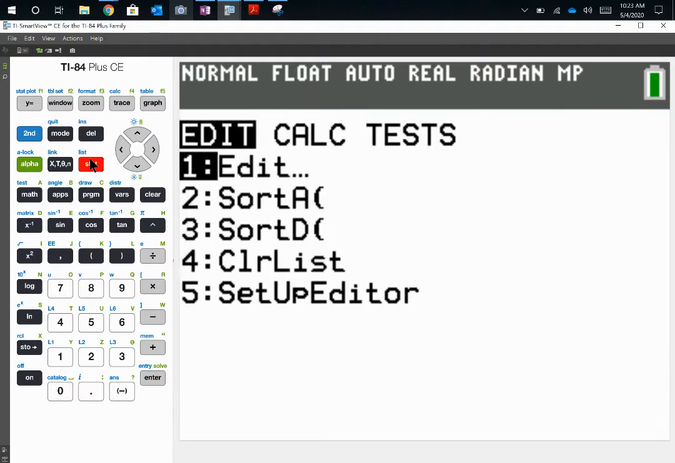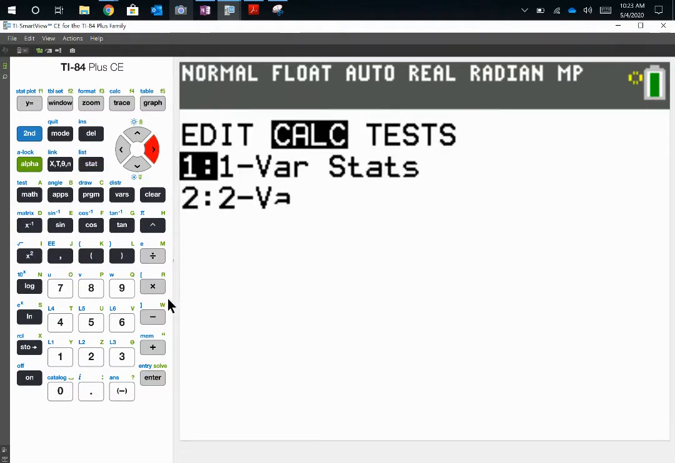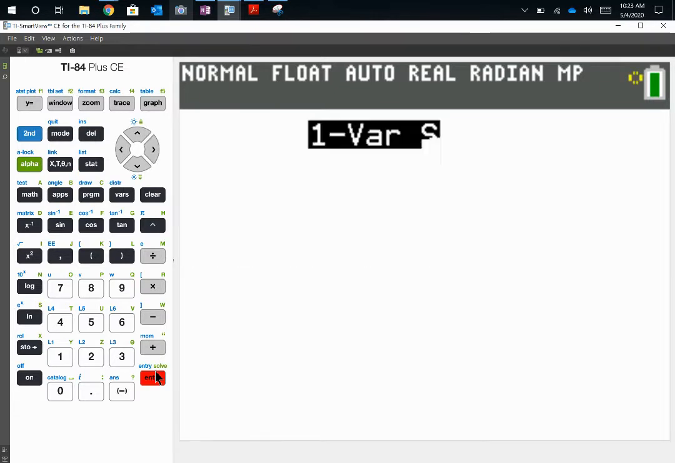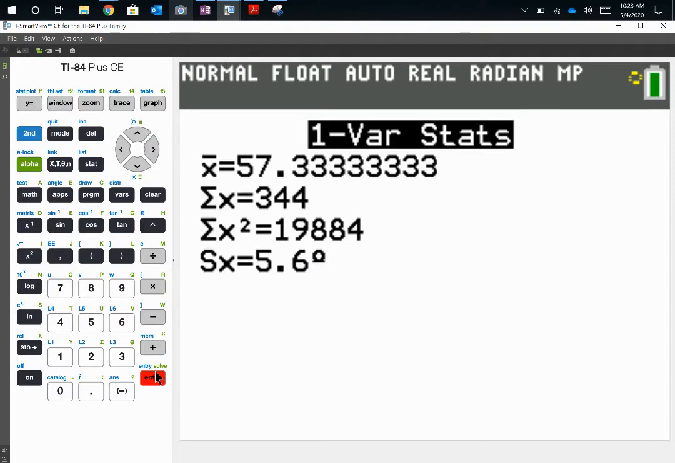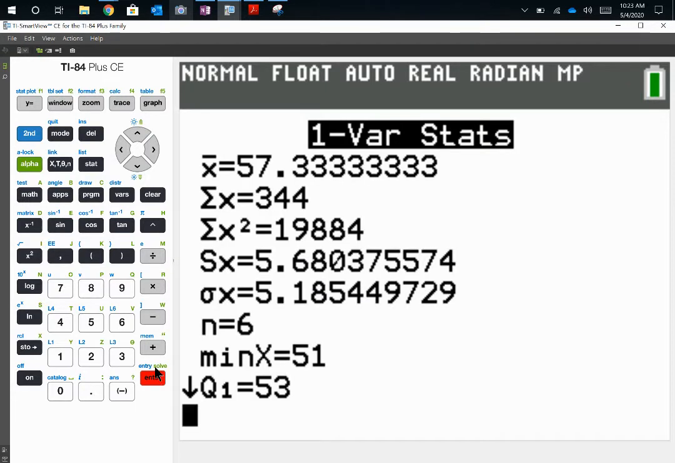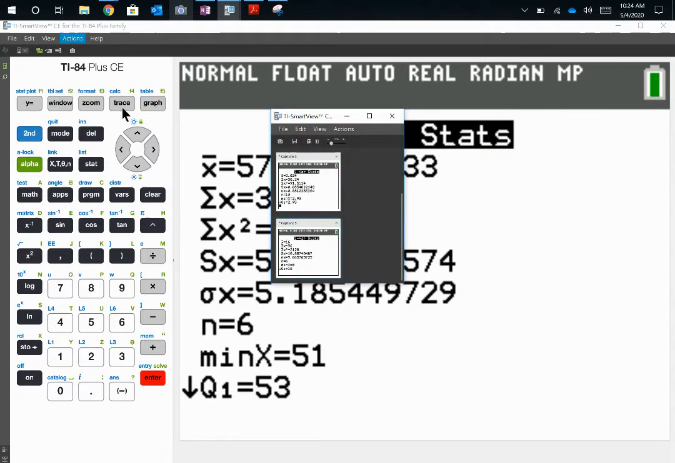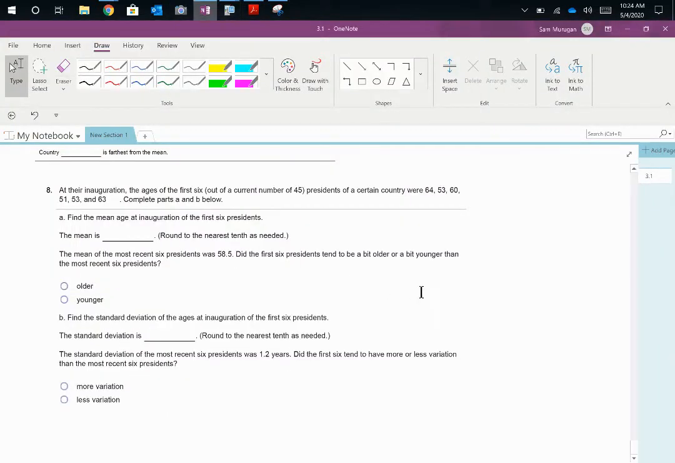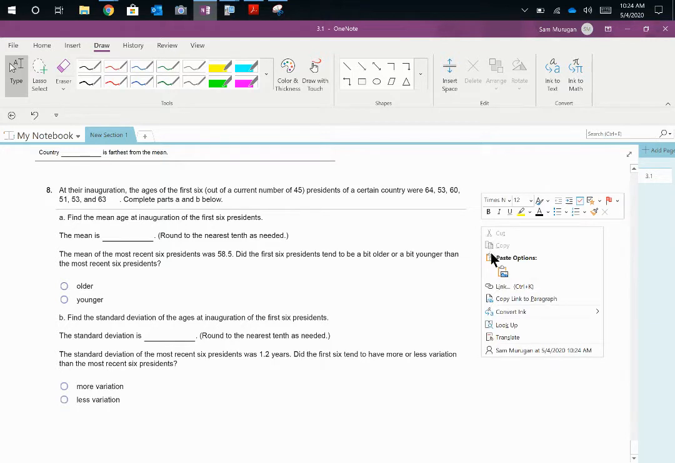Then stat, calculate, enter, and we're going to go ahead and bring that page over into our notes that we just computed. Let's actions, capture this page, copy it, and put it into our notes on the side here so we can look at it.